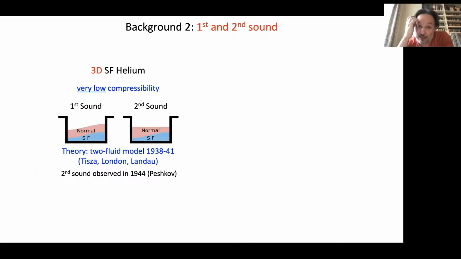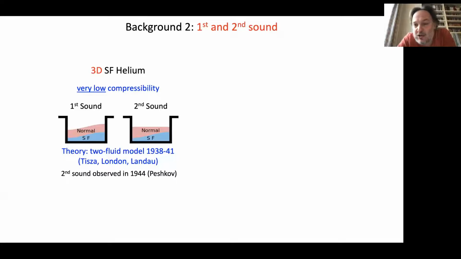The second background slide is on something even older, which is the story of first and second sound. This is very familiar to many people here who are interested in hydrodynamics. It goes back maybe to Landau in 1941, but essentially to the discovery of superfluidity in 3D liquid helium. There, it's an essentially incompressible liquid, and the first sound is an in-phase oscillation of the normal and the superfluid components, just a density wave like the one we used to talk about.